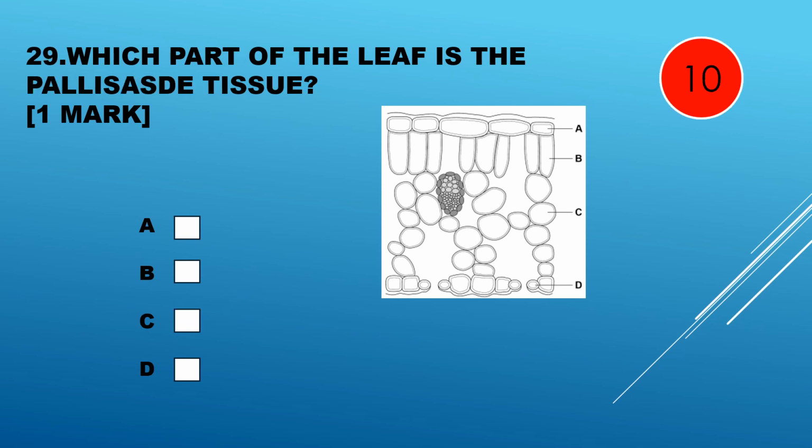Question 29. Which part of the leaf is palisade tissue? A, B, C or D?